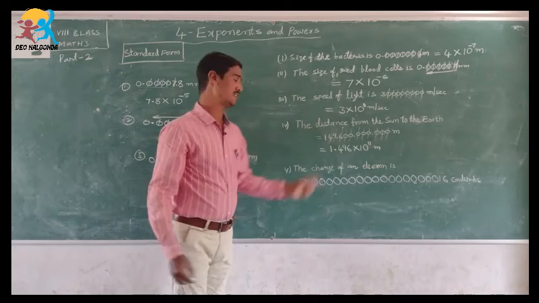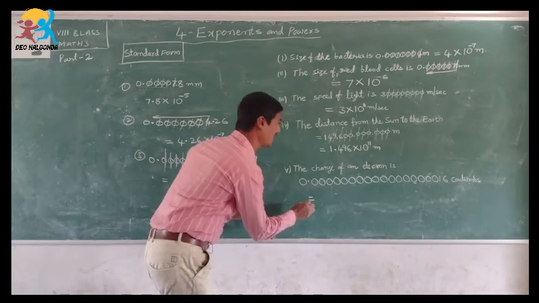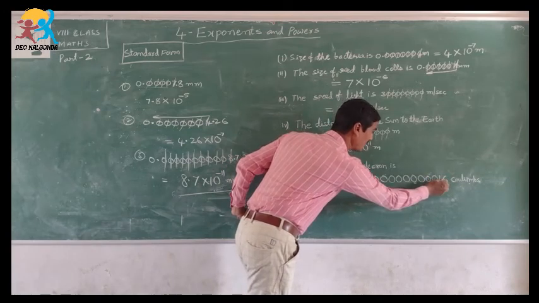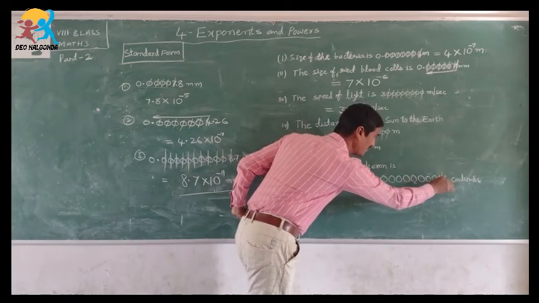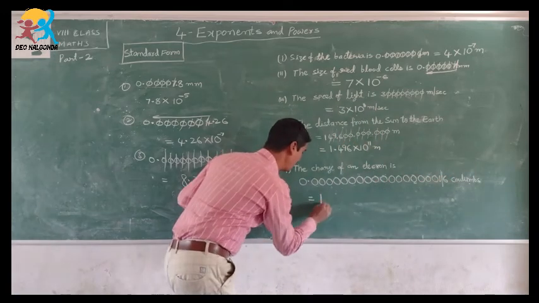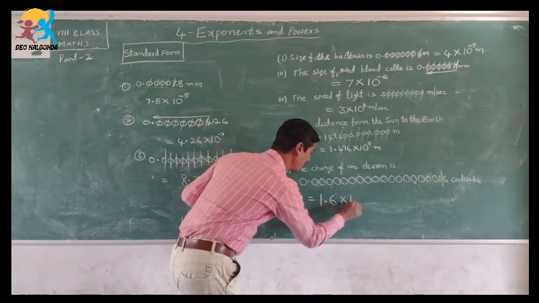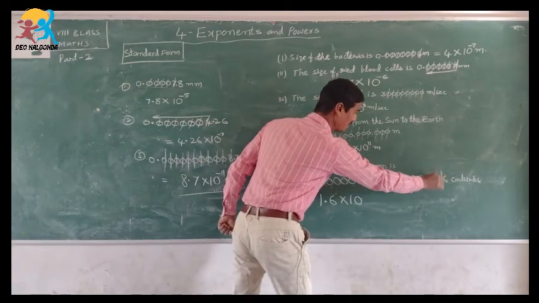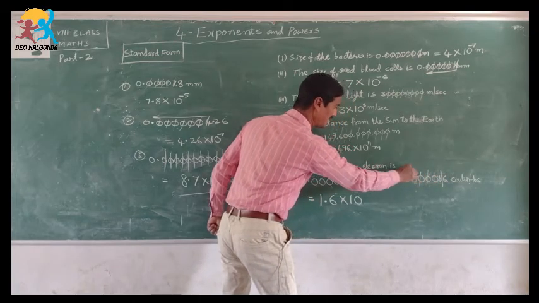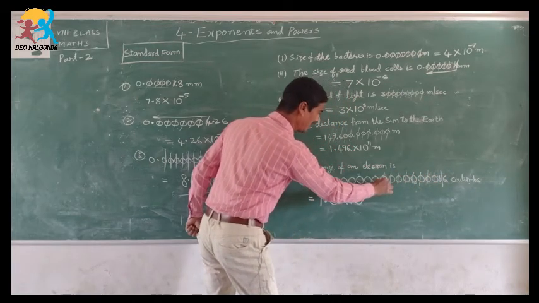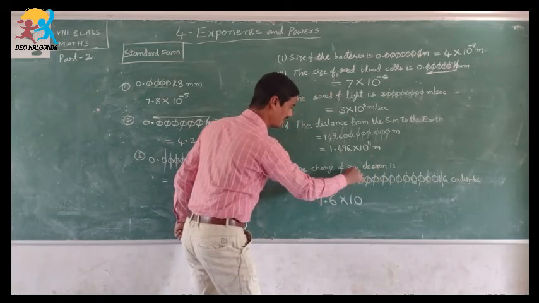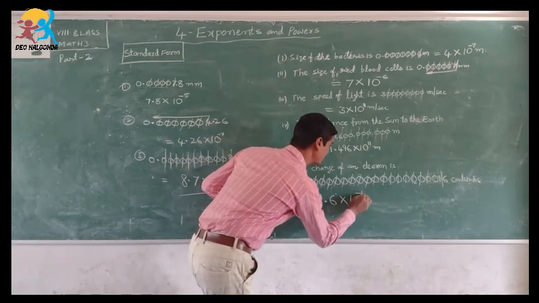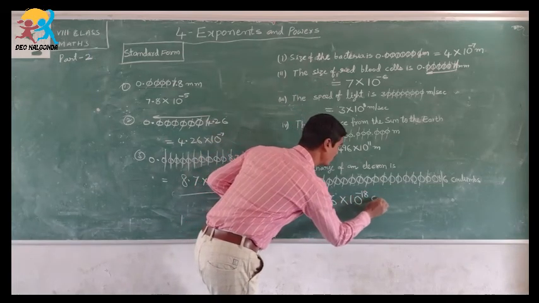And like this problem, the charge of an electron is 0.0000000016 coulombs. So we have to write here the point after the first non-zero digit. We have to keep the point here. So 1.6 into 10 to the power of, from here 1, 2, 3, 4, 5, 6, 7, 8, 9, 10, 11, 12, 13, 14, 15, 16, 17, 18. So minus 18 coulombs.